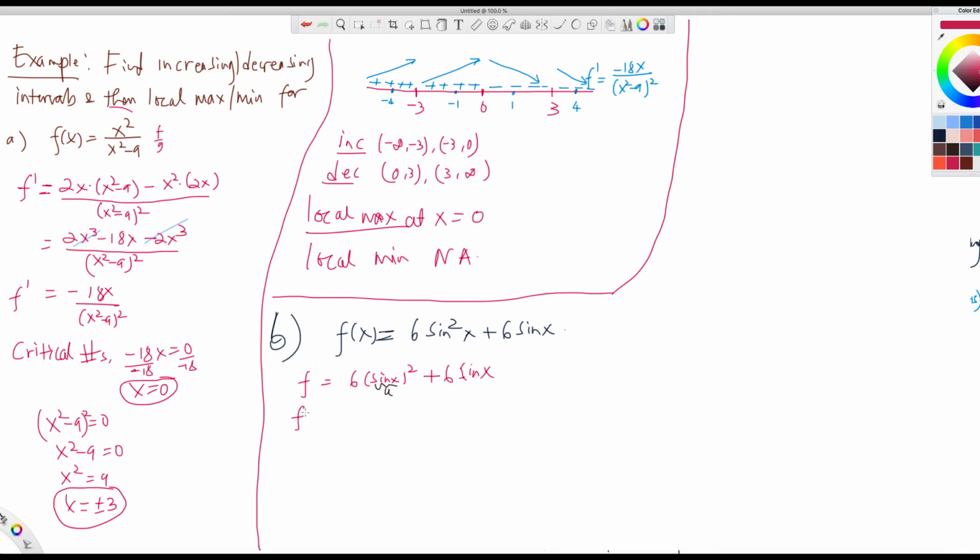So f prime equals 6 times, it is u squared, right? So 2u to the 2 minus 1, which is just 1, you don't need to write it, times u prime, which is cosine of x, plus 6. What is the derivative of sine x? It is cosine of x. How do I simplify? Can you factor out something? Yes, I can take 6 cosine x out. If you take that out, what is left is 2 sine x minus 1.